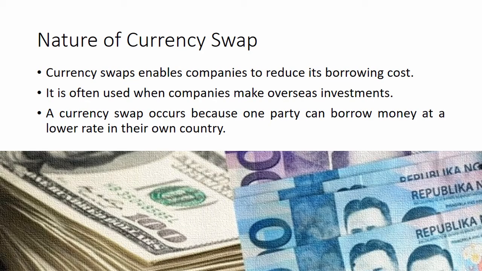What is the nature of currency swaps? Currency swaps enable companies to reduce their borrowing cost. It is often used when companies make overseas investments. A currency swap occurs because one party can borrow money at a lower rate in their own country. In fact, this is the very reason why currency swap exists, because of this characteristic.